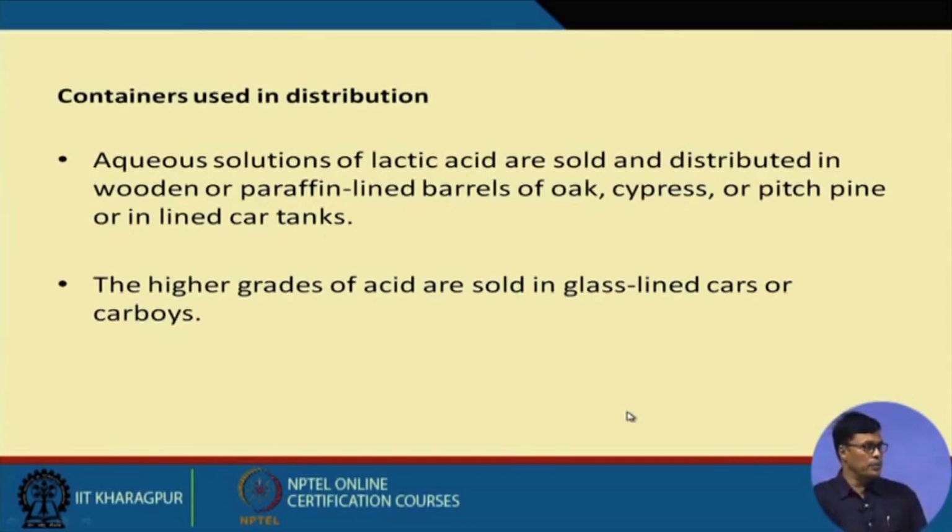Now, containers used in distribution. The question comes, since lactic acid has highly corrosive properties, distribution in containers is also very important. The aqueous solution of lactic acid is sold and distributed in wooden or paraffin lined barrels of oak, cypress and pitch pine, or in lined car tanks. The higher grade acids are sold in glass lined cars or carboys.